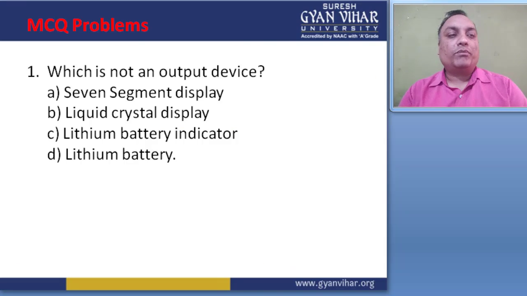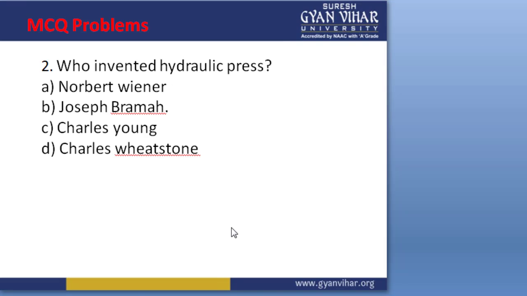This is the first MCQ problem: which is not an output device? These are the 4 options given. First one is 7-segment display, liquid crystal display, lithium battery indicator, and the lithium battery. So option D is the right answer. This is not an output device, right? And then move to the next question. Question number 2 is here.